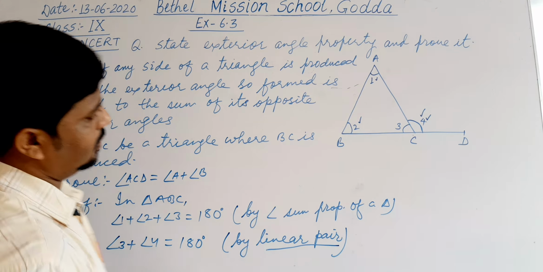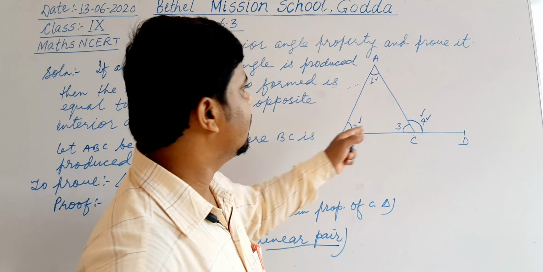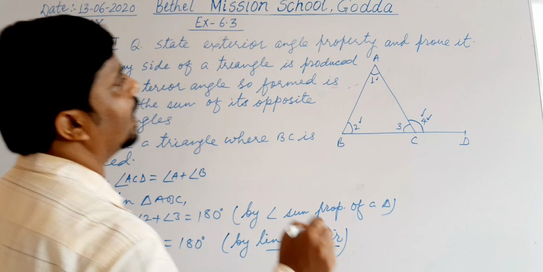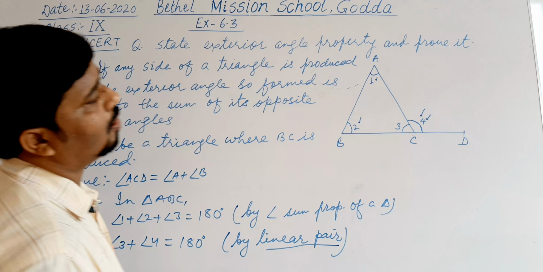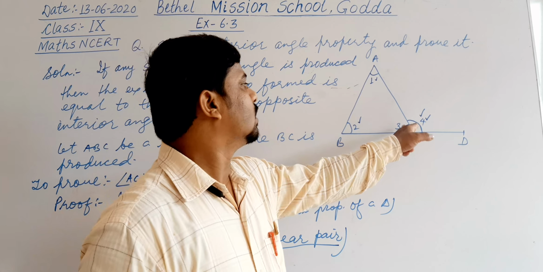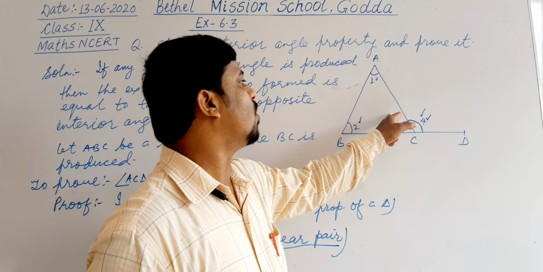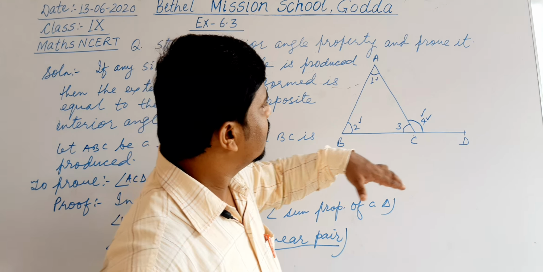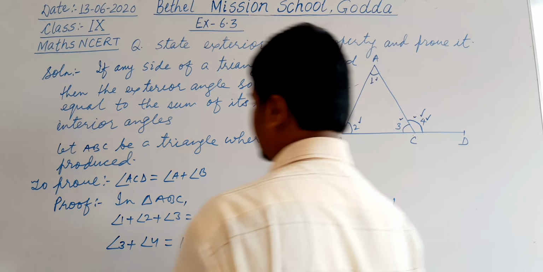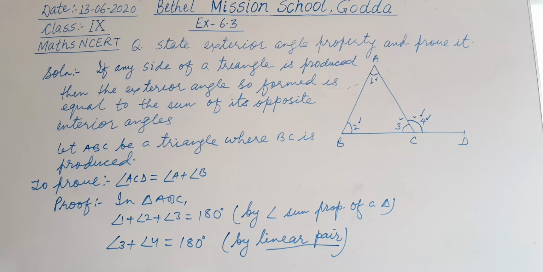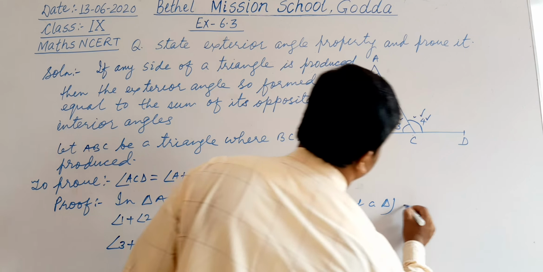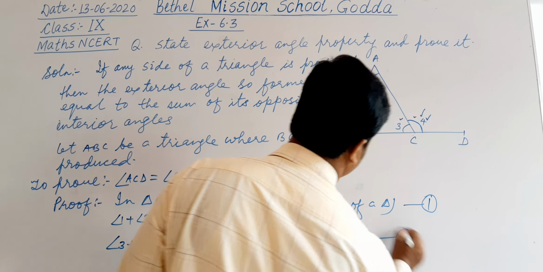Once again, see what a linear pair is. Linear pair means on a straight line, if any line stands on that straight line, then two angles are formed on that line. The sum of those two angles will be 180 degrees. So that is called a linear pair. So this is equation number 1 and this is equation number 2.